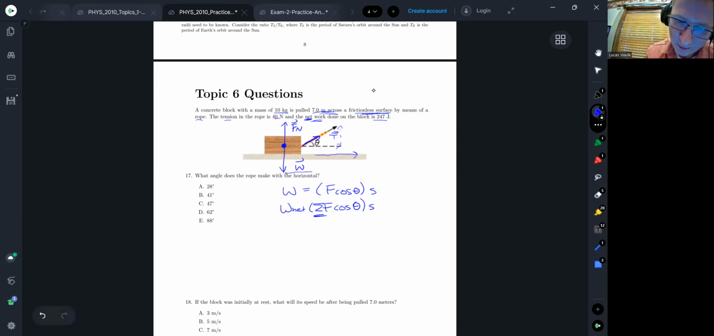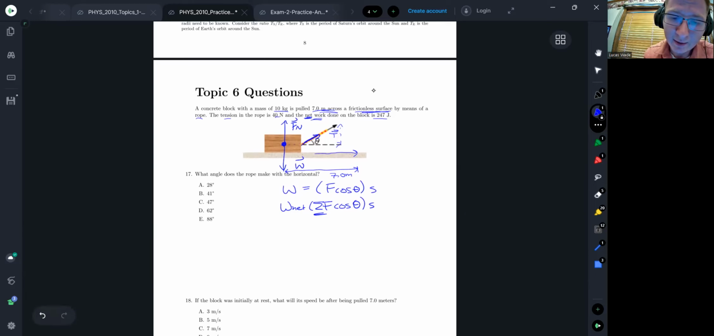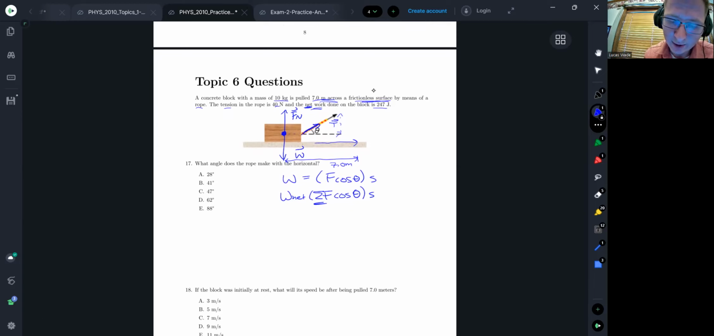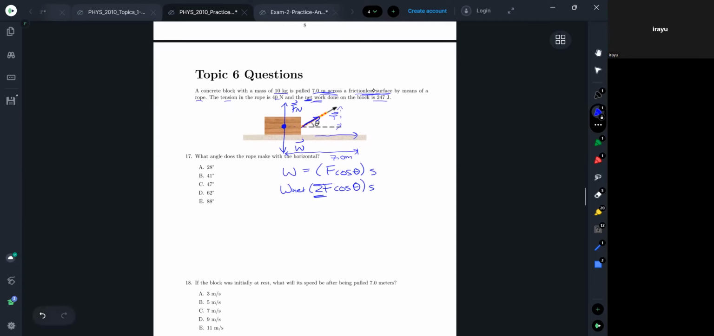And it says that's 7 meters. Okay, so Ilham, what you said is right, that the only work done is the work done by tension. And that's because what is the work done by the normal force and what is the work done by the weight of the block? 0. And why is that? Because the block is not accelerating in the y direction.